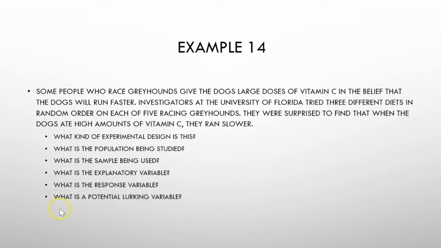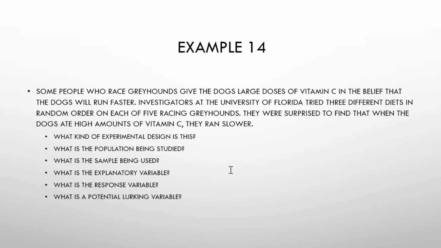Okay, and last slide here, last example for Unit 1. We have some people who race greyhounds give the dogs large doses of vitamin C in the belief that the dogs will run faster. This is 100% from a textbook. I didn't even make this up. Investigators at the University of Florida tried 3 different diets in random order on each of the 5 racing greyhounds. They were surprised to find that when the dogs ate high amounts of vitamin C, they ran slower.